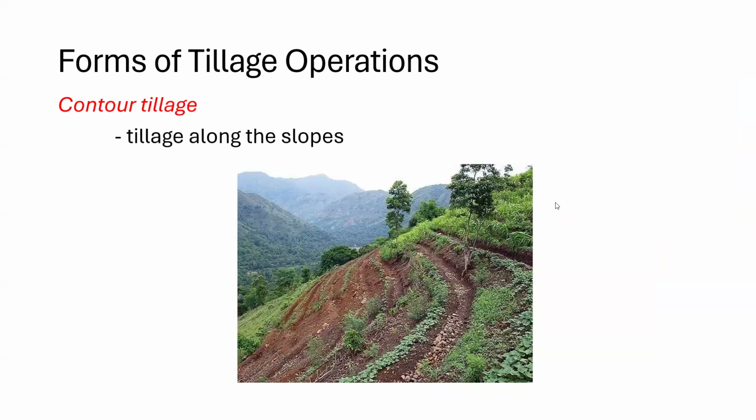Then, another form of tillage operation, we have the contour tillage. So, it is tillage along the slopes to prevent or minimize erosion. This is mostly done in slopey areas. So, dito na papasok yung ating SALT, S-A-L-T. That's the acronym for Sloping Agriculture Land Technology, SALT. Okay, so those are the different forms of tillage operations.